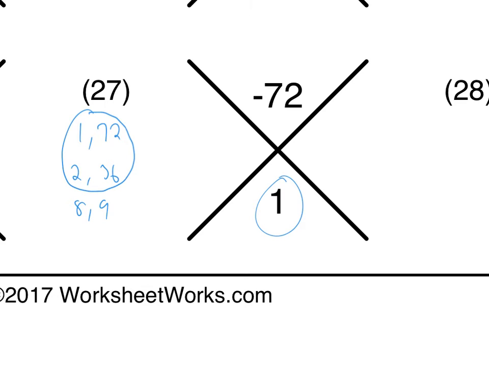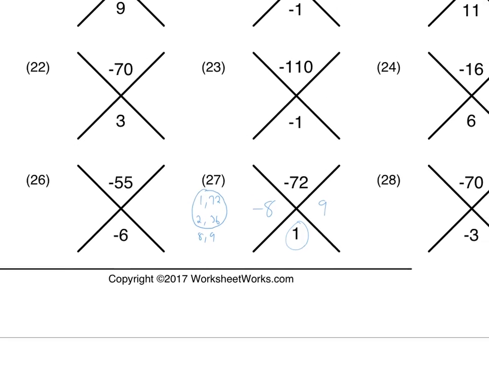So can we get 8 and 9? Can we get 1 from 8 and 9? Let's put 8 and 9 here. Which number should be negative to end up with negative 72 when you multiply and add to positive 1? Well, you're going to get negative 8, right?